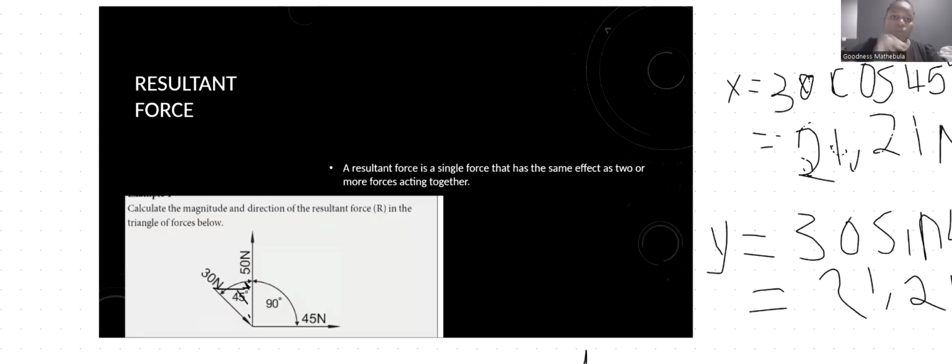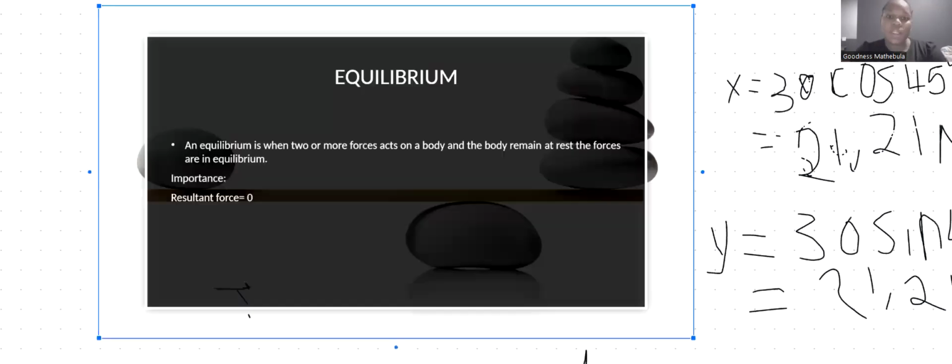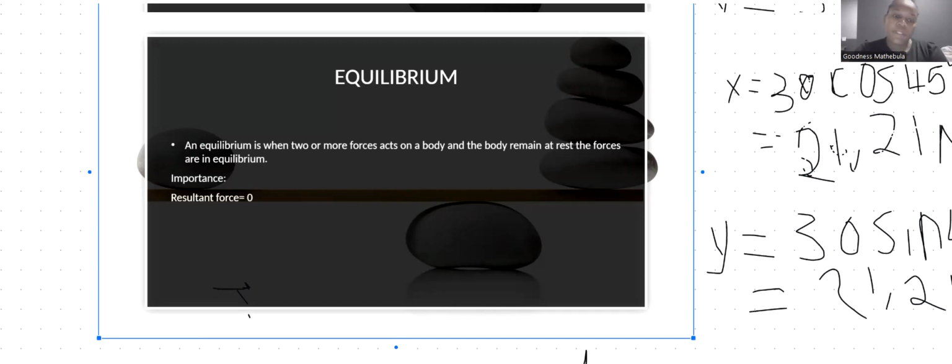An equilibrium is when two or more forces act on a body and the body remains at rest, and the forces are in equilibrium. So when forces are at equilibrium, it means the resultant force is equal to zero.